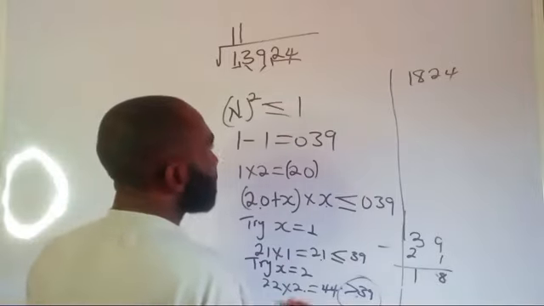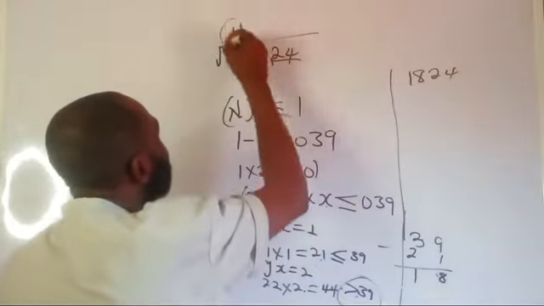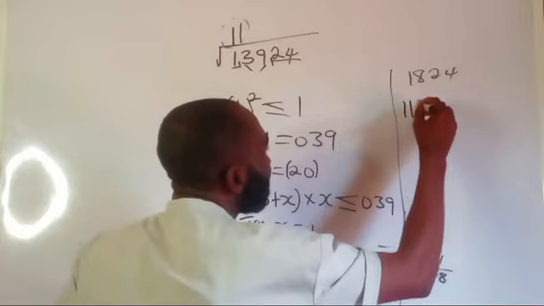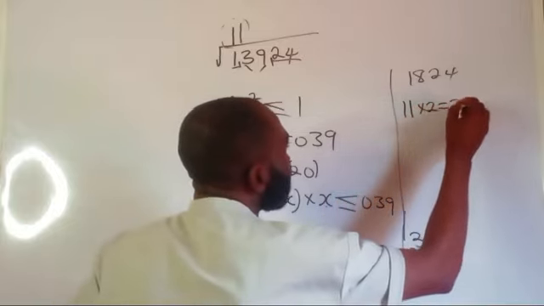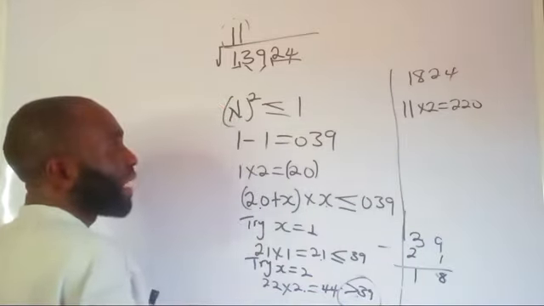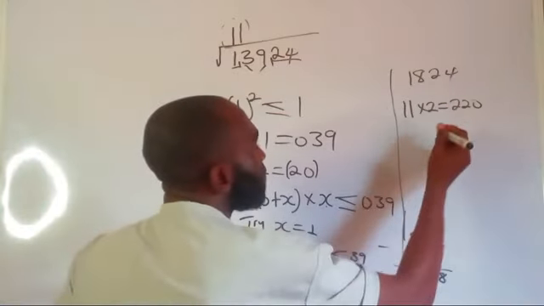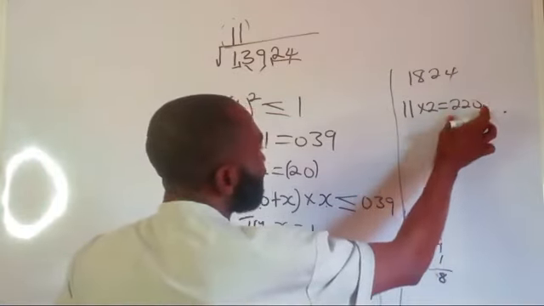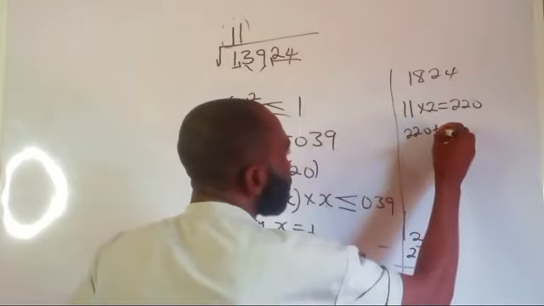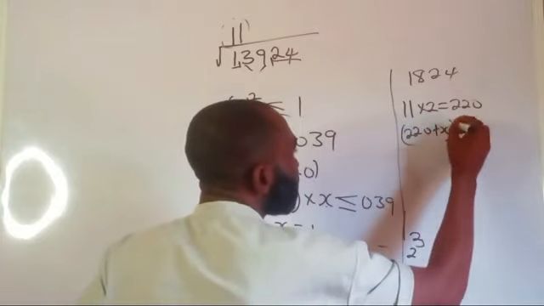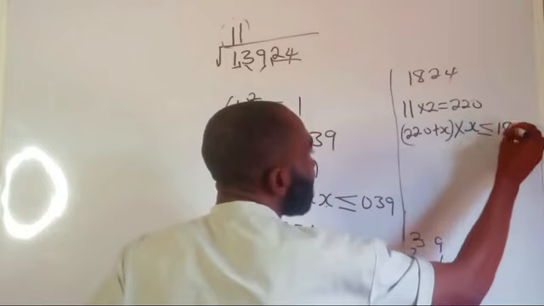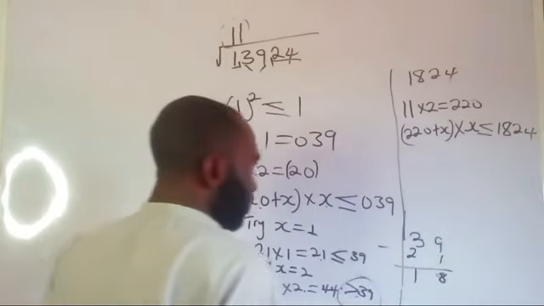So now we will double the answer, which is 11. We double it, so that is 11 times 2, that will give us 22. But we'll add 0 to it, because I said anytime we multiply it by 2, add 0 to it. So when we add 0 to it, that gives us 220. So think of what you add to 220 and still multiply by that same number, it will be less than or equal to 1824.